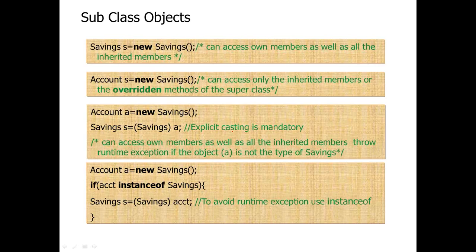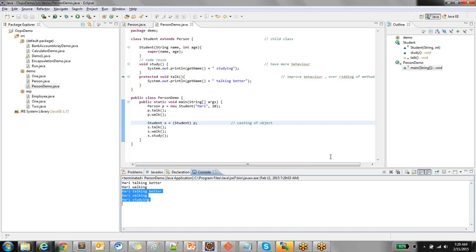Explicitly typecasting is mandatory to access the subclass methods again. Now when you do this, you can access own members as well as all the inherited members. It might throw a runtime exception if the object is not of type Savings. If you are casting an object which is not of that type, it might throw an error.